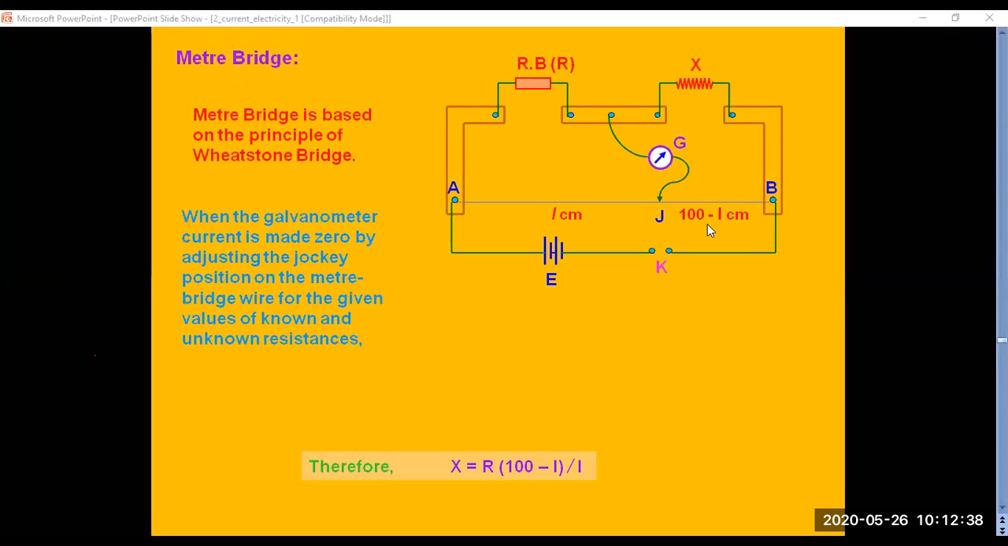So that is related to your meter bridge and the meter bridge experiment. If the same meter bridge is extended, you can see here you have only one wire from A to B. A to B is a wire. If I connect 2 or 3 wires, then we get a potentiometer.